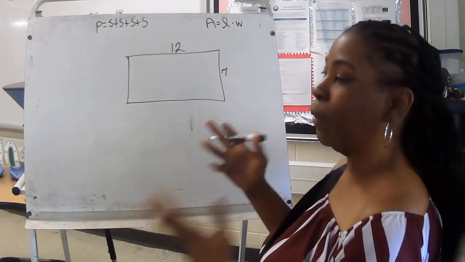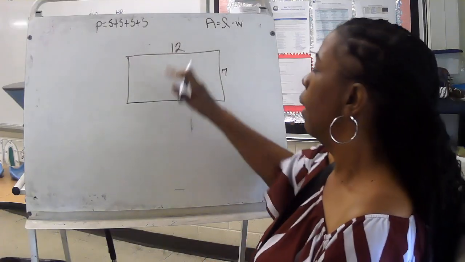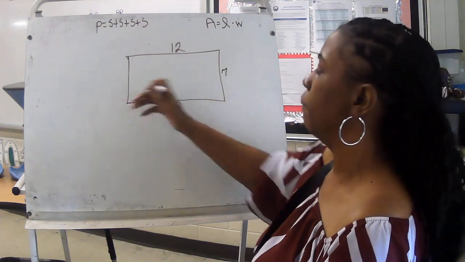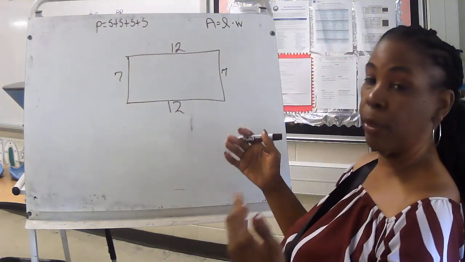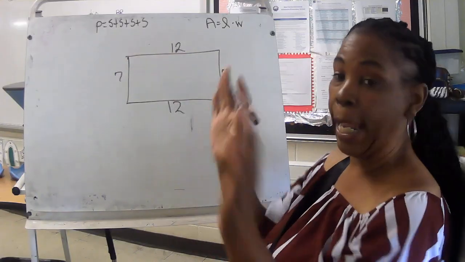So the first thing we're going to do, we need to label our work. So if the top is congruent to the bottom, if the top is 12, that means the bottom is also 12. If this side is 7, that means the opposite side is also congruent, it's 7 as well. Okay? Now, perimeter, you're going to add up all the sides.